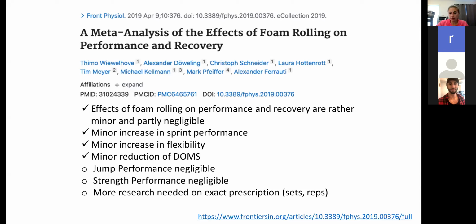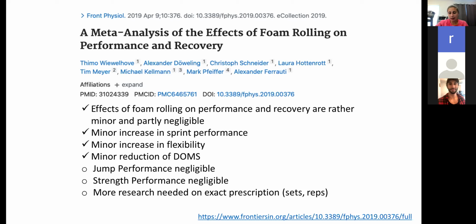We might see a little bit of an increase in flexibility, maybe a little bit of a reduction in delayed onset muscle soreness by doing it. If we look at jump performance or strength performance, very negligible, which means not a big difference. And we really don't know the research yet on the exact prescription, like you should do 2 sets of this many reps or time, and that's going to give you optimal results.